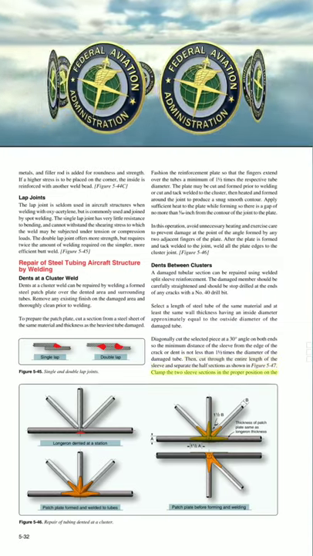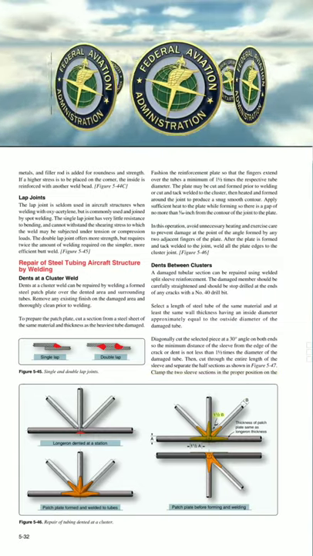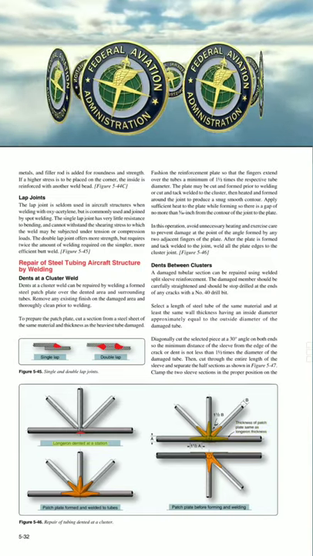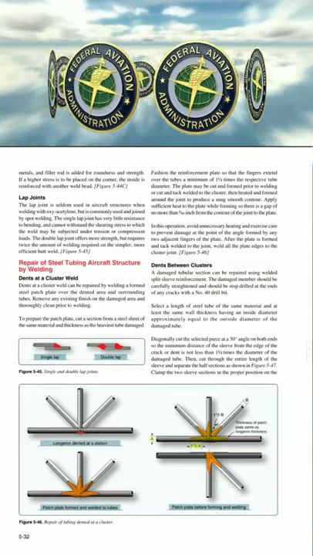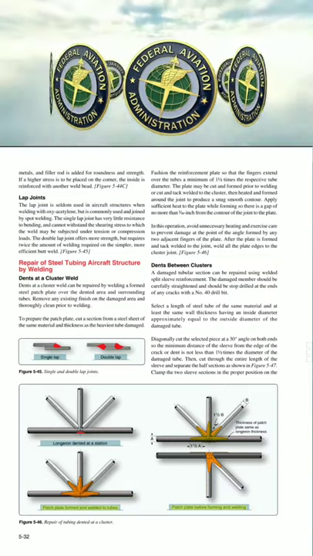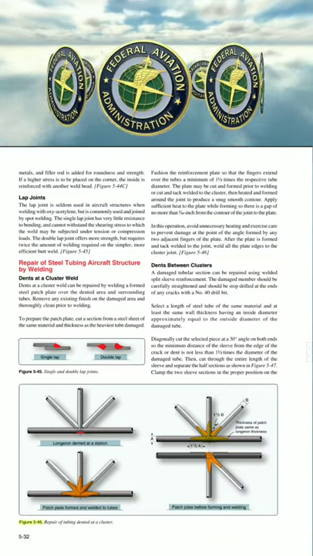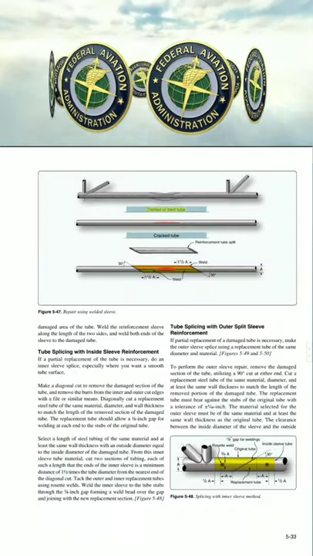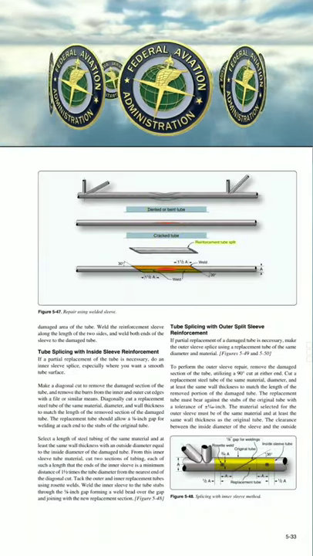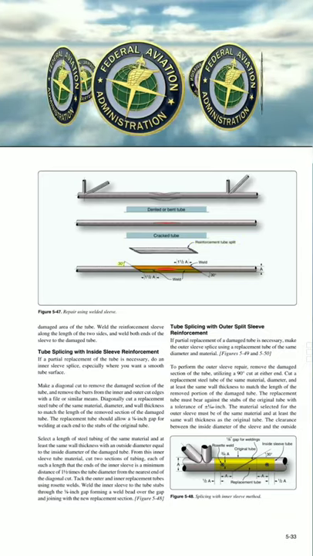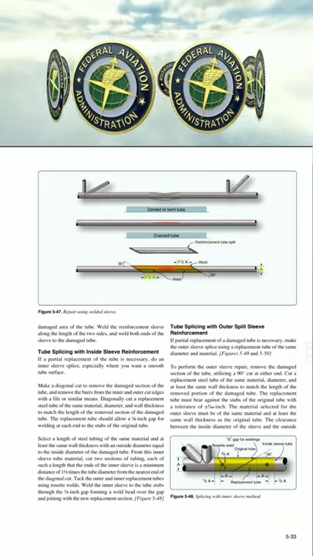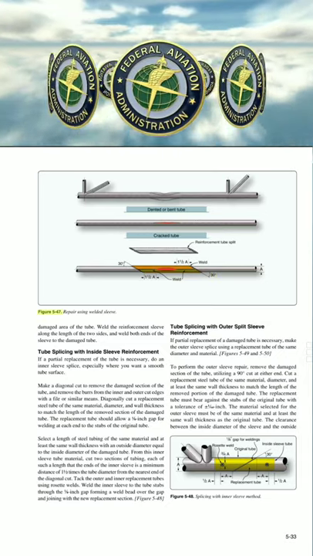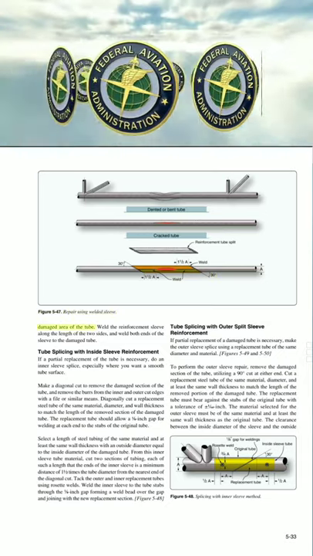Clamp the two sleeve sections in the proper position on the damaged tube. Thickness of patch plate same as longeron thickness. Longeron indented at a cluster. Patch plate formed and welded to tube, patch plate before forming and welding. Figure 5-46. Repair of tubing dented at a cluster. 5-32. Dented or bent tube. Cracked tube. Reinforcement tube split. 30 degrees. 1 1/2 D weld. Weld. 30 degrees. Figure 5-47. Repair using welded sleeve. Damaged area of the tube.